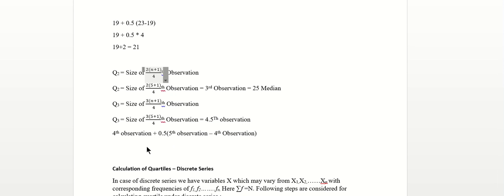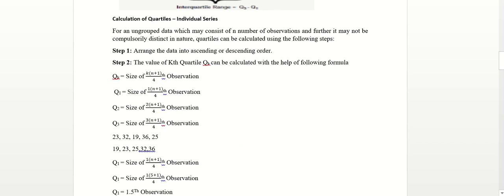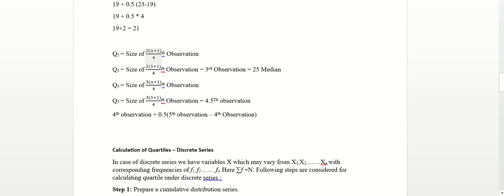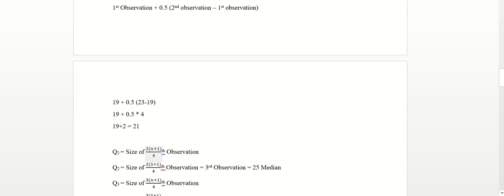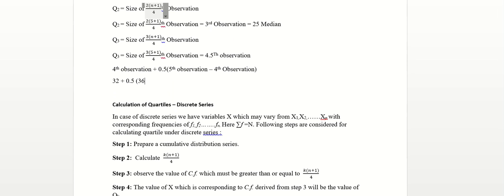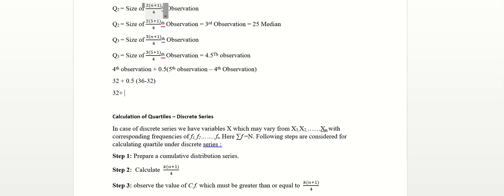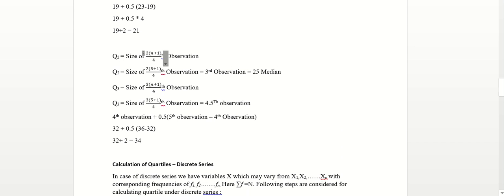So now we will put the values. So fourth observation is here 32. So 32 plus 0.5 into fifth minus fourth. So fifth observation is 36 and fourth is 32. So 36 minus 32. So 32 plus 0.5 into 4. We get 2. So the answer is 34. So Q3 is 34. So this is how we have calculated Q1, Q2 and Q3 in individual series.